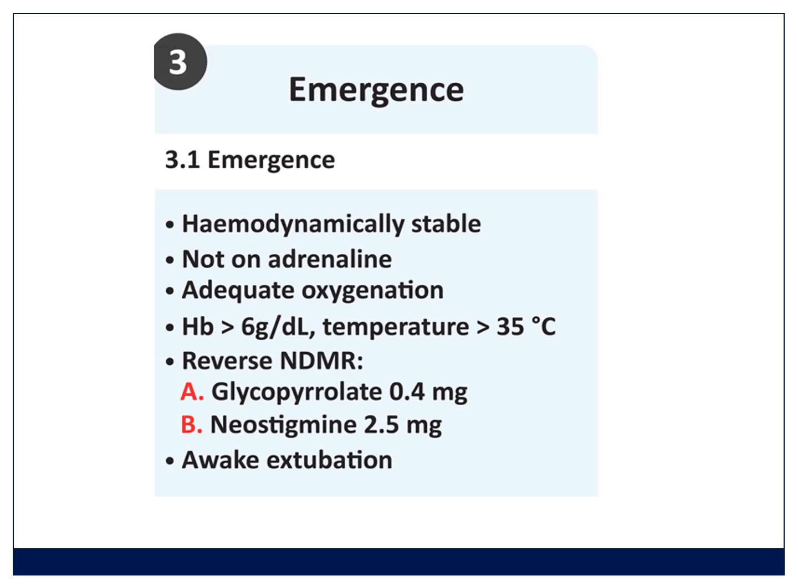And then emergence, this is an important phase. Wait till they're hemodynamically stable, they're not on adrenaline, you're oxygenating adequately. Hemoglobin should ideally be more than 7, but at least more than 6. Your temperature more than 35. If you gave a non-depolarizing muscle relaxant such as rocuronium, you must reverse it with glycopyrrolate and neostigmine.